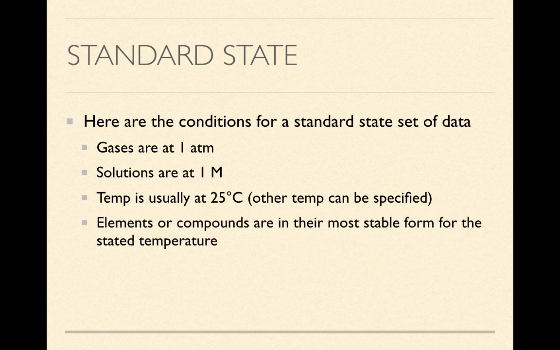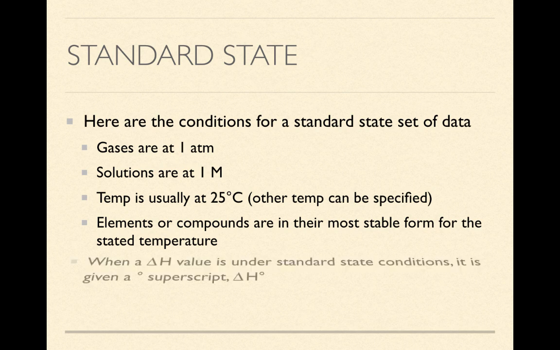Any elements or compounds need to be in their most stable form as well as their most stable phase for the stated temperature. As an example, water at 25 degrees Celsius, its most stable form is liquid water as opposed to water gas. If we look at carbon, the most stable form of carbon under these conditions is graphite as opposed to diamond. That doesn't mean that the other forms don't exist under those conditions, but we're looking for the one that is most stable.